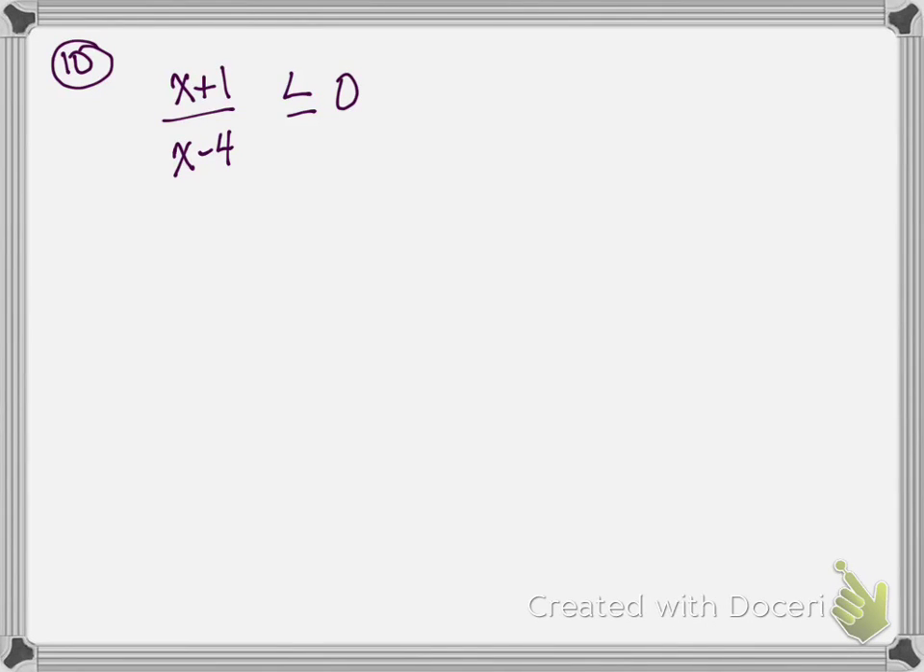Okay, here we are with number 10 on our chapter 3 and 4 test review. This is a rational inequality. That means that we have a variable in the denominator of this rational expression, and we have an inequality sign. So we are going to have to go through the steps of solving this problem.